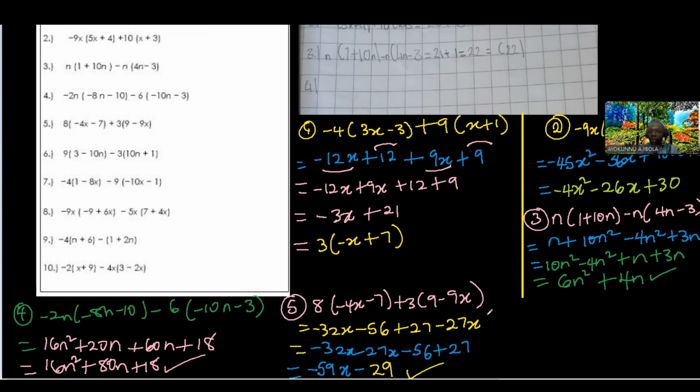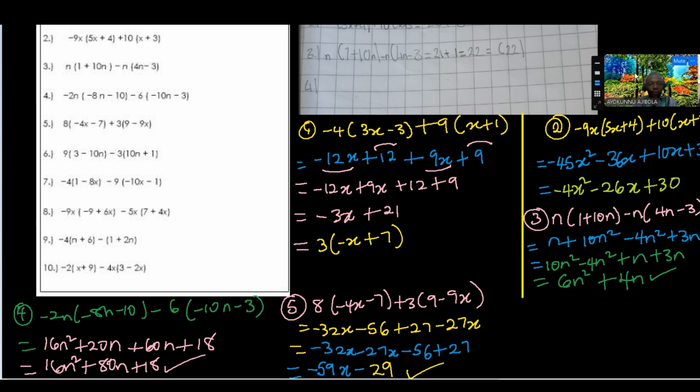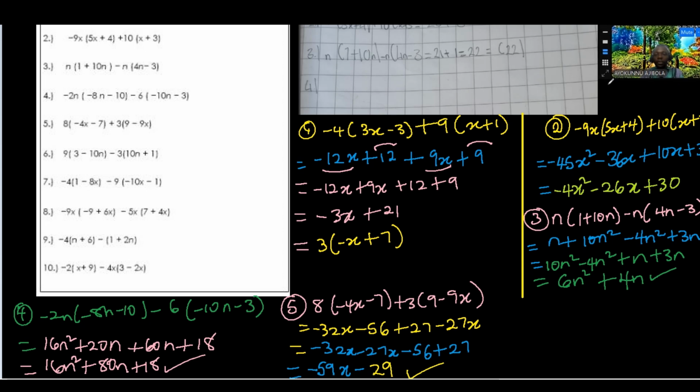Now that you've seen the way number one to five has been done, I'm going to give you time to write down number one to five. Then you will attempt number 6 to 10. Is that clear? Okay. So, firstly, write down the solution to 1 to 5. Then let me know once you're through.